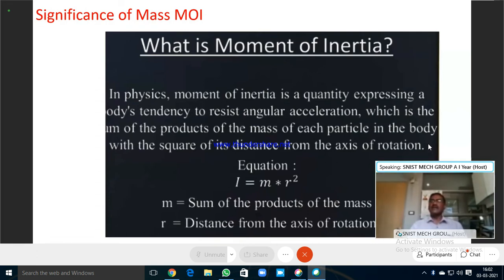Yes, k square, you are very correct. K is the symbol used for radius of gyration, right? Standard symbol for radius of gyration. It is mk square. And for area moment of inertia, it is ak square. A is the area and k is the radius of gyration. Conceptually, radius of gyration is the same for area moment of inertia as well as mass moment of inertia. Okay, shall we proceed to the next slide? Have you noted down? Yes, you are very correct. It is mk square.